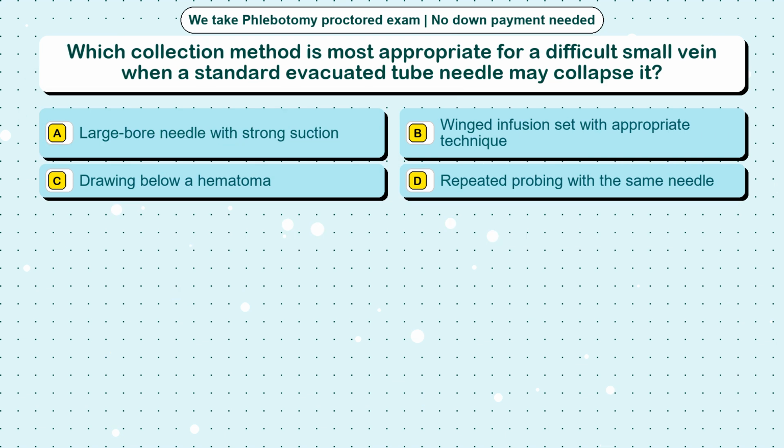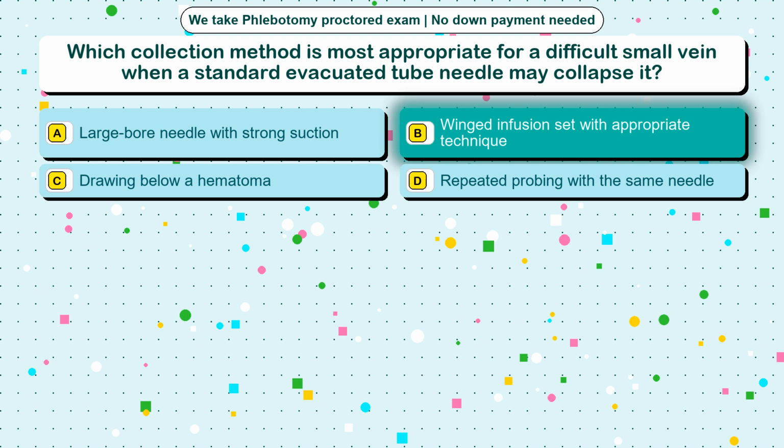Question 42. Which collection method is most appropriate for a difficult small vein when a standard evacuated tube needle may collapse it? Option A. Large bore needle with strong suction. Option B. Winged infusion set with appropriate technique. Option C. Drawing below a hematoma. Option D. Repeated probing with the same needle. The correct answer is option B.